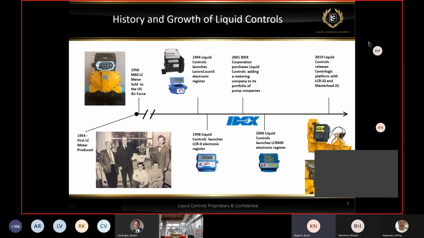A lot of our growth throughout the years is centered around electronic registration. The meter remains constant, providing the accurate measurement, but our growth can also be tied along with our electronic registration. You see, in 1994, we came out with the ElectroCount 3 register with the other series of registers throughout the progression of Liquid Controls, finishing there in 2019 with the release of the LCR-IQ and the CentralLogic platform.